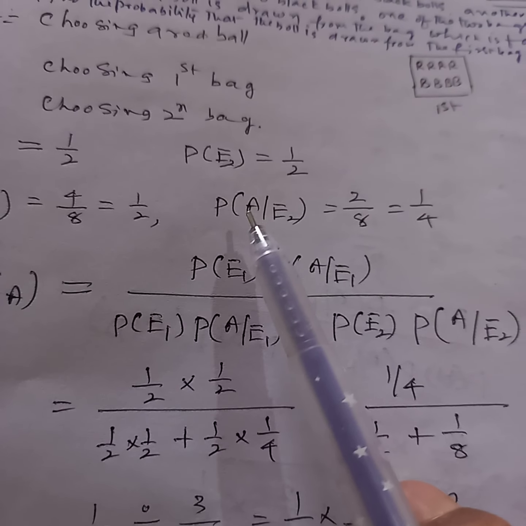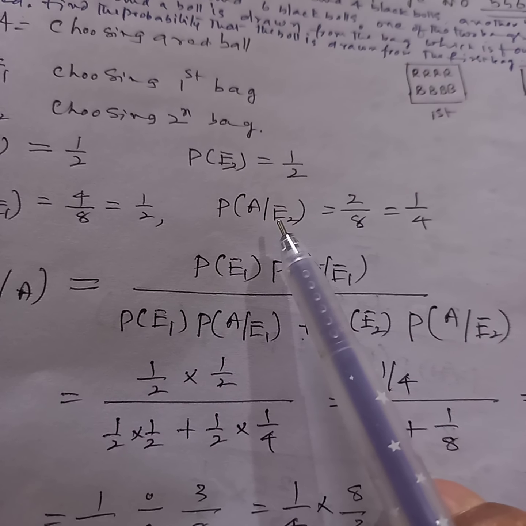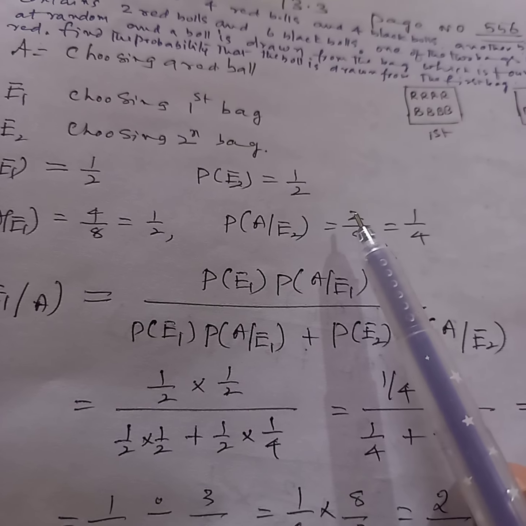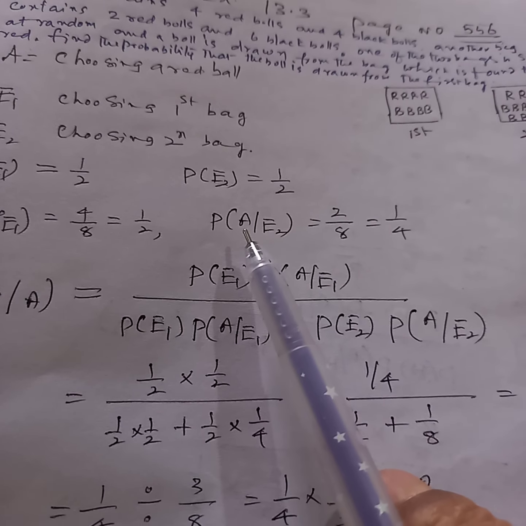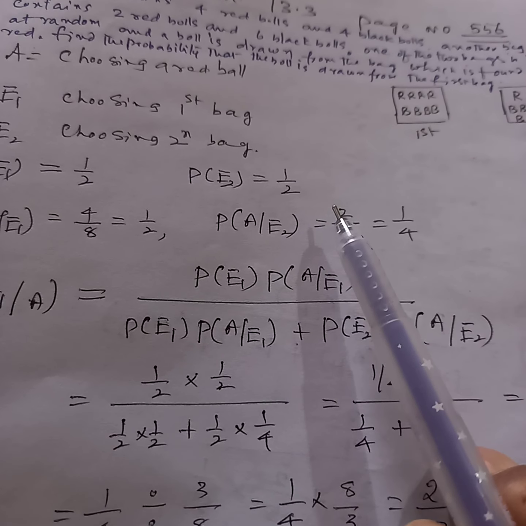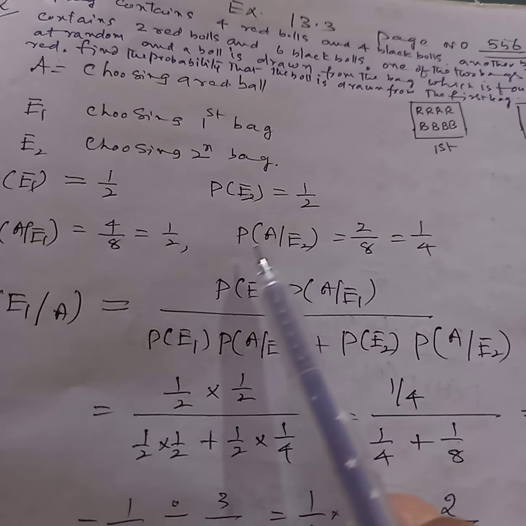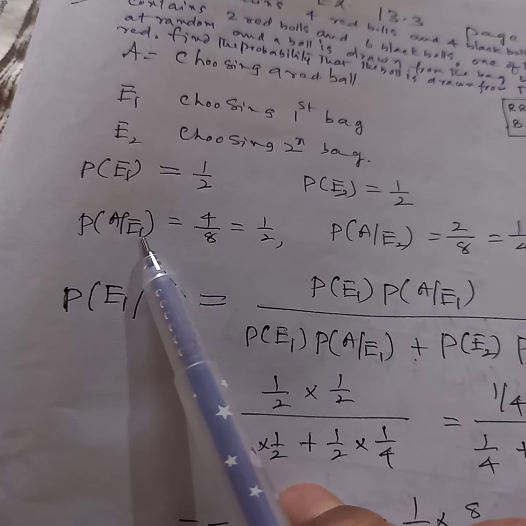And the probability of choosing the red ball from the second bag. How many balls are there in the second bag? There are also 8 balls, but there are only 2 red balls. Therefore the probability of choosing a red ball from the second bag is 2 by 8, that is 1 by 4. So you have to remember this. Probability of choosing a red ball from the second bag is 2 by 8, 1 by 4.